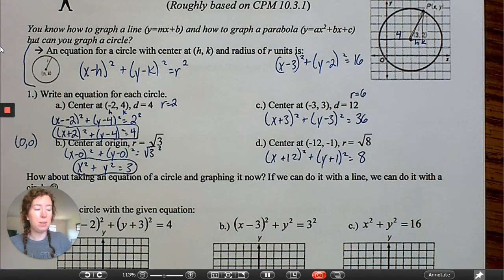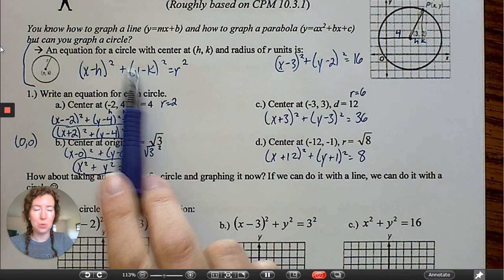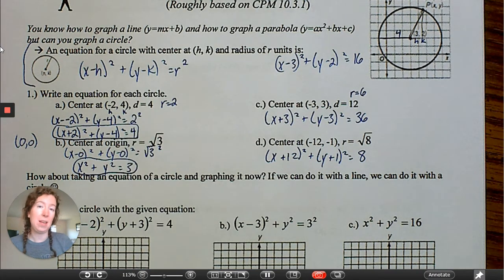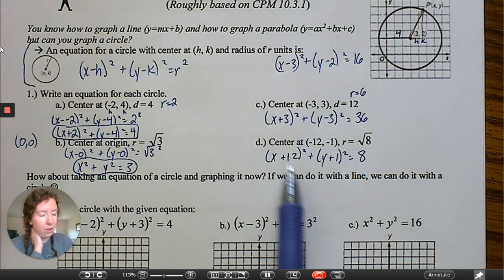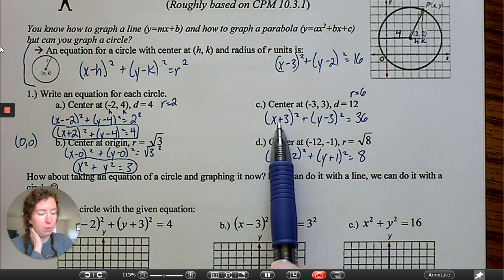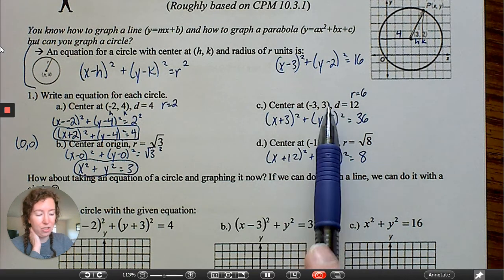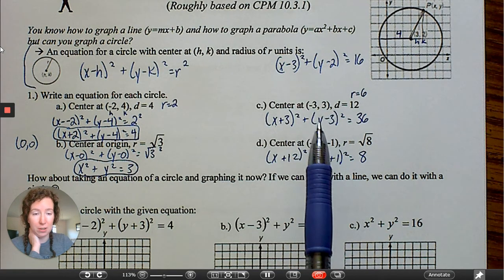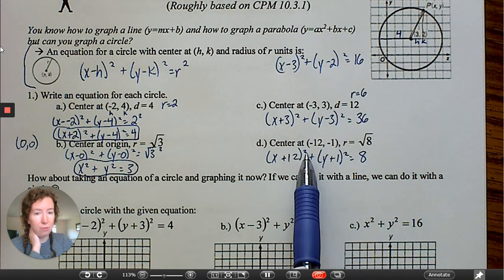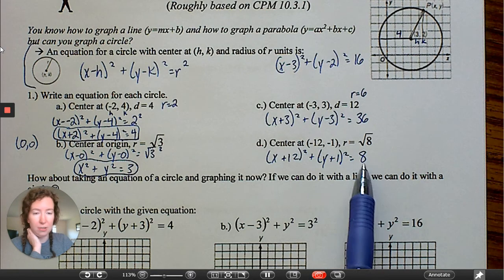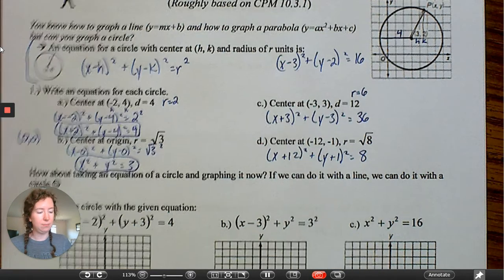I went through those really quickly, but it's because I'm using this formula and I'm just substituting in the values every single time. The common mistakes that I see are forgetting, if it's plus or minus in here, it's essentially just the opposite of whatever the center points are. And then forgetting to put the squares out there and then forgetting to square the radius.